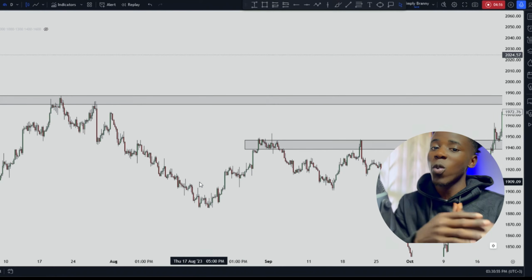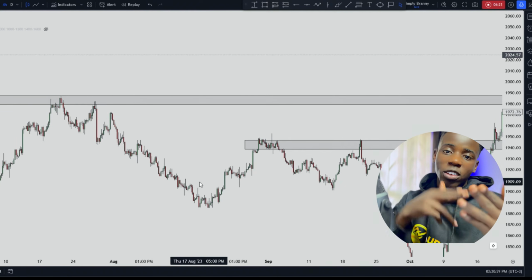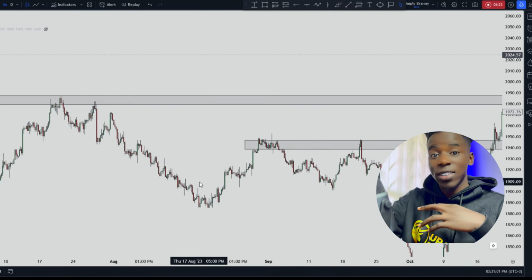It's like when you're drawing a Fibonacci level. You can decide to use the swing low and the swing high, the body, or you can decide to use the wick.